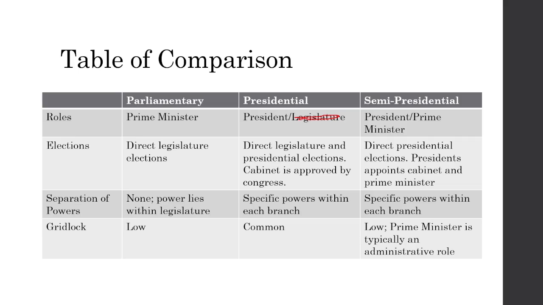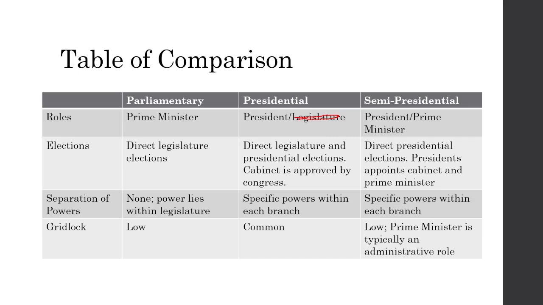So elections. In a parliamentary system, we have direct legislative elections. The legislature, the majority party, will appoint a prime minister. In presidential systems, we have a direct election for the legislative and executive branches. The cabinet is, though, approved by Congress. In a parliamentary system, in the UK, which for this class you have to know about, the cabinet is selected by the prime minister, but it's members from the legislature.